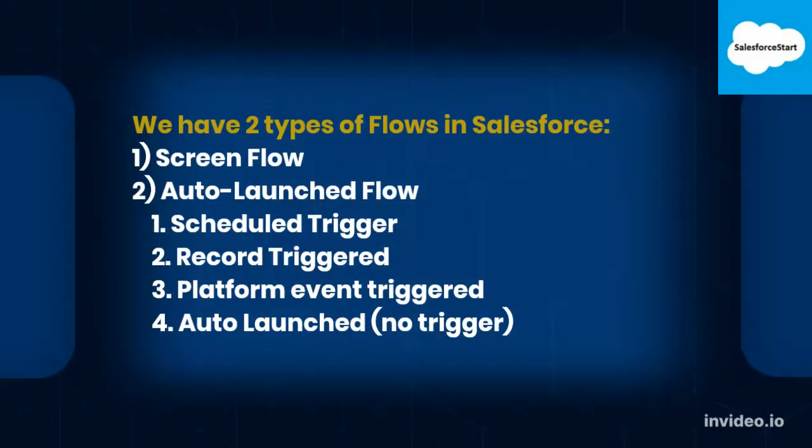We have 2 types of flows in Salesforce. 1. Screen flow. 2. Auto launched flow. The trigger types are: 1. Schedule trigger. 2. Record triggered. 3. Platform event triggered. 4. Auto launched, no trigger.